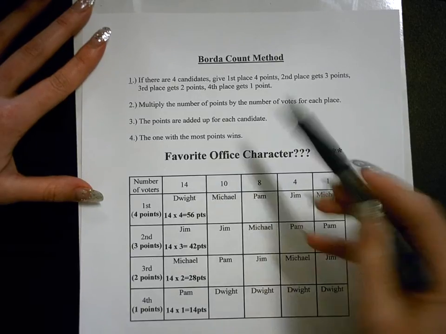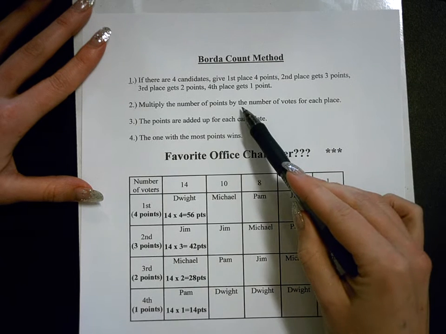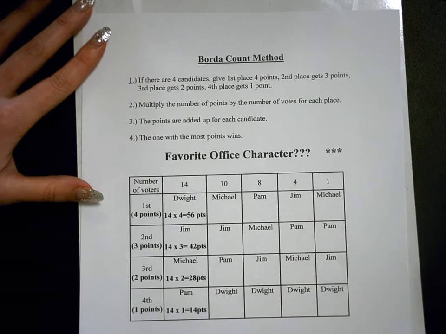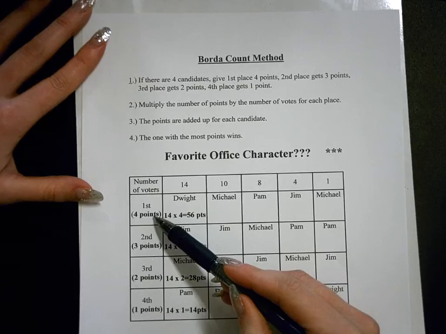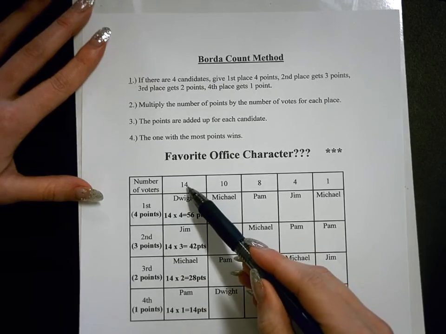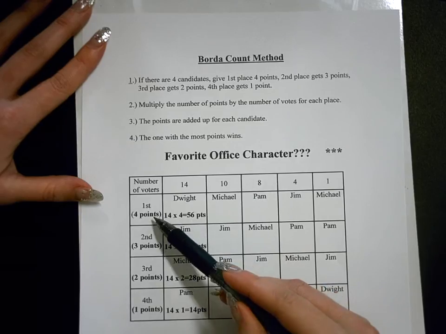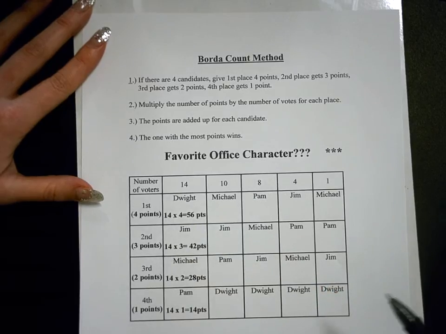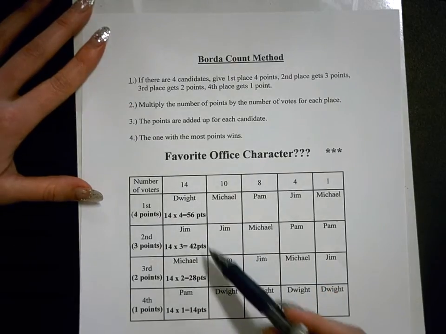So what we need to do is multiply the number of points by the number of votes for each place. So yes, Dwight gets 4 points, but there's 14 people who voted him first. So what we're going to do is take this number, 14, and multiply it by the 4, which is 56. And then we just move down the column, the same thing.